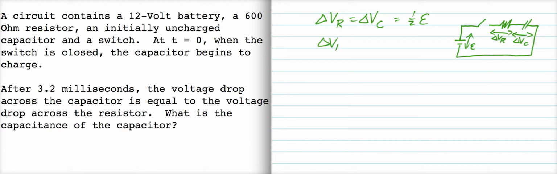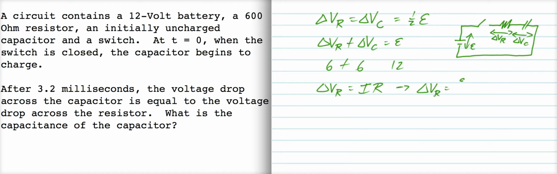So if the voltage drop across the resistor plus the voltage drop across the capacitor is equal to the EMF, and the EMF is 12, that means each of these must be 6. So, given that, I can say that the voltage drop across the resistor is equal to the current times the resistance. Well, our expression for current is the EMF over the resistance times e to the minus t over RC, right? Where this is the max current here. And then we're taking this thing and multiplying it by R, so the R's cancel out.